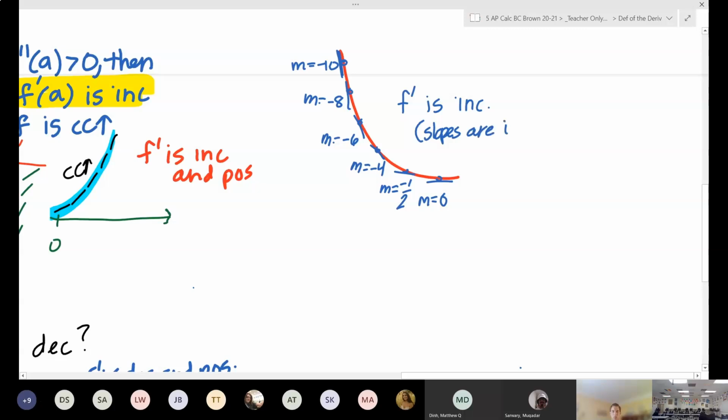Maybe this helps. When I say f prime is increasing, you can also think of that in non-calculus terms as the slopes are increasing in value. Does that help? Yeah, that helps. Okay.